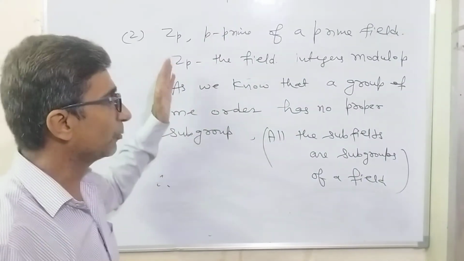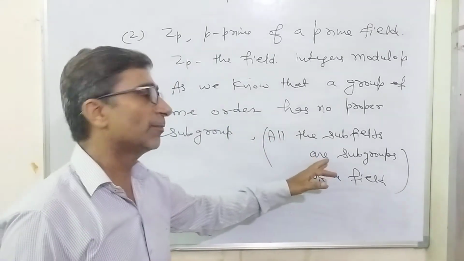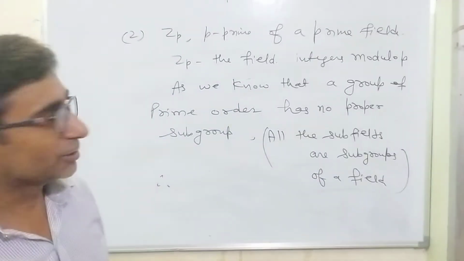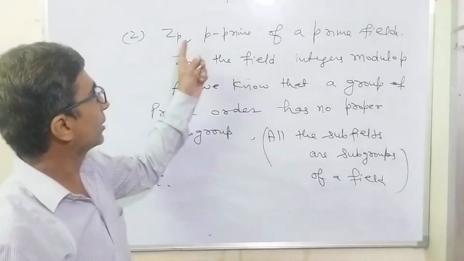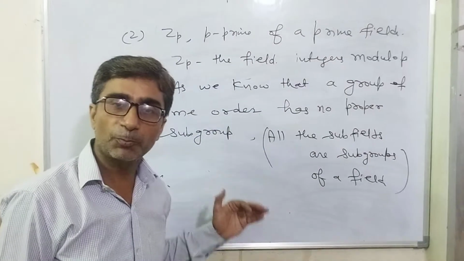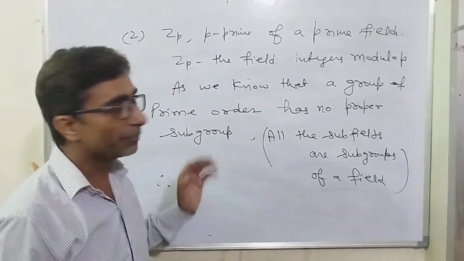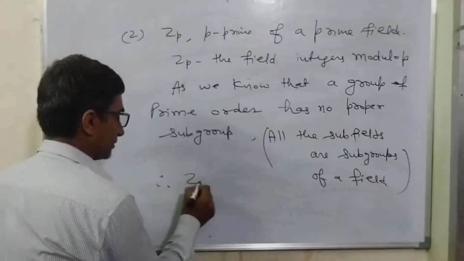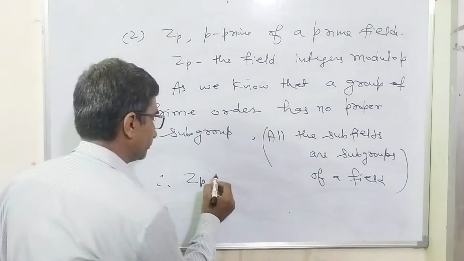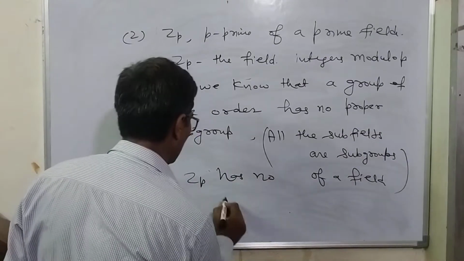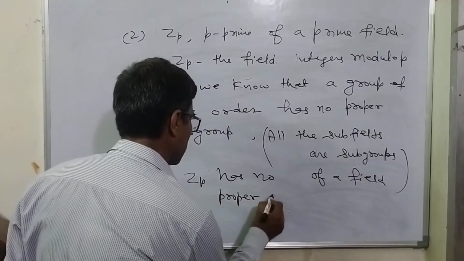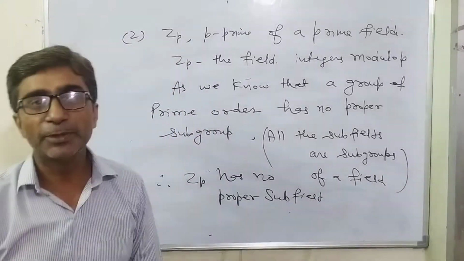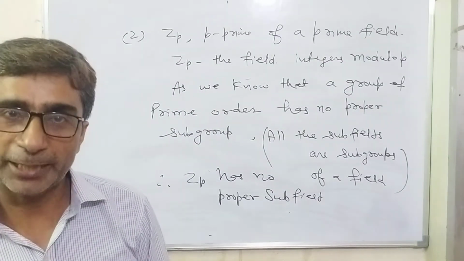If it had a proper subfield, then that would become a proper subgroup of Z_p. But Z_p has prime order, so it has no proper subgroup. Therefore, Z_p has no proper subfield. Hence, Z_p is also an example of a prime field.